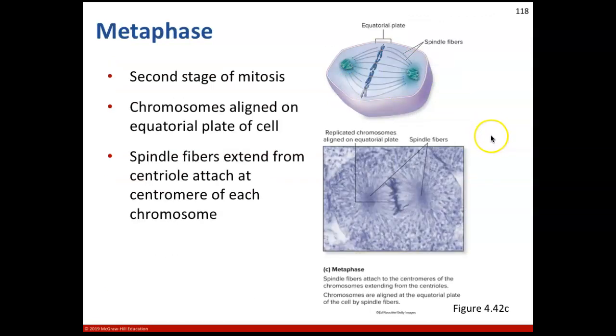Now for our metaphase. This is our second stage of mitosis, and we can see that our chromosomes are aligned into what's known as the equatorial plate of our cell, so right down the center. And our spindle fibers are going to extend from the centrioles and attach to the centromere of each of these chromosomes.